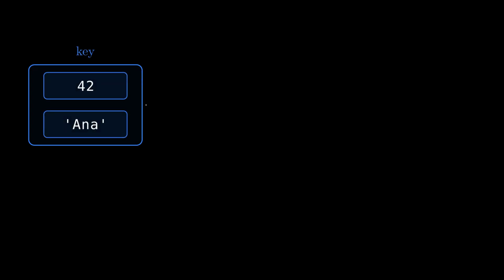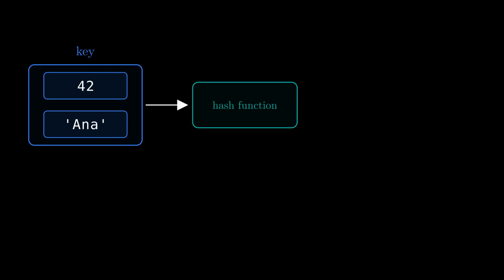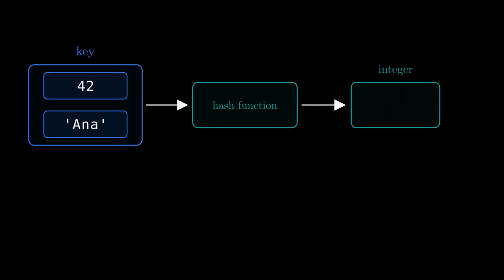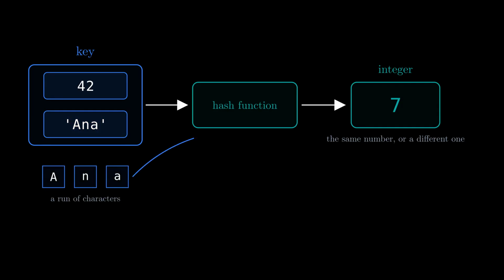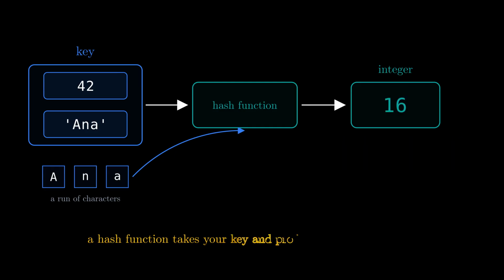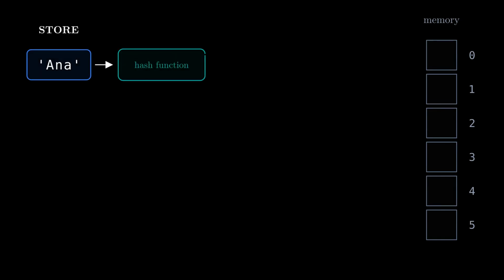Every dictionary operation starts with the key you want to store. Python runs a hash function on that key. If the key is a number, the hash function might hand back that same number or a different one. If the key is a string, a run of characters, the hash function converts those characters into a number. Either way, the rule is the same. A hash function takes your key and produces a single integer. Think of that integer as a memory location, a slot where the value for this key will live.